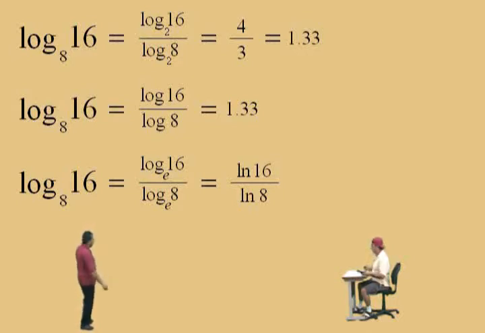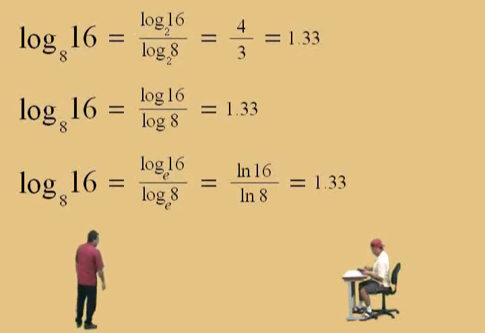1.33. That's right, it's the same thing, 1.33. So here we go. So on the top there, we did it without a calculator. The middle one, we applied the change of base rule and used log base 10s. And then the bottom one here, we use log base e's, which are the natural logs. And of course, we got the same answer, 1.33.